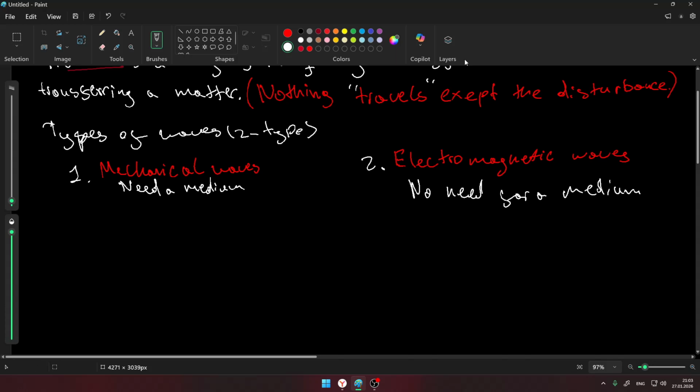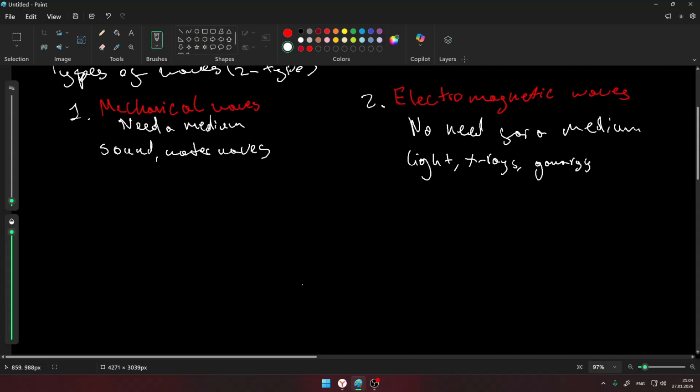And we shall write also an example for each. For the mechanical waves being sound and water waves. And for the electromagnetic, there are plenty of examples, like light, X-rays, and gamma rays, infrared, visible light, visible spectrum, ultraviolet. All of them are examples of electromagnetic waves. So if we are clear here, that's pretty nice.